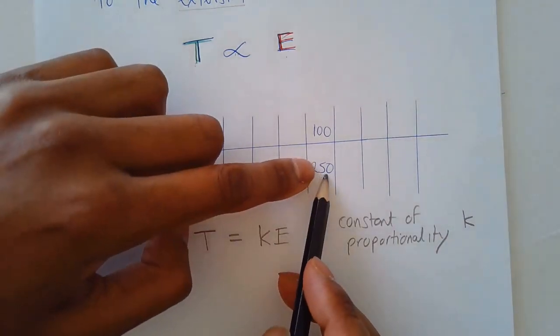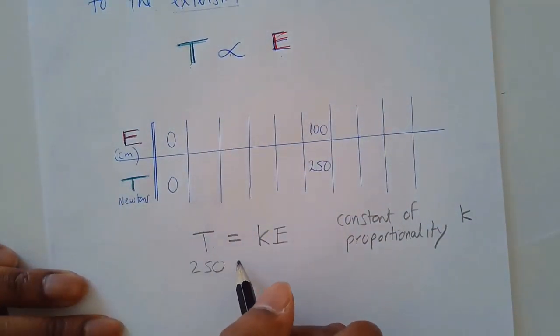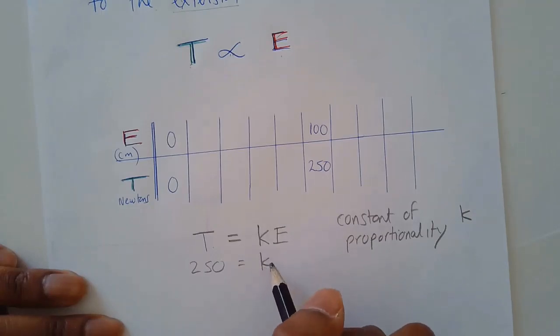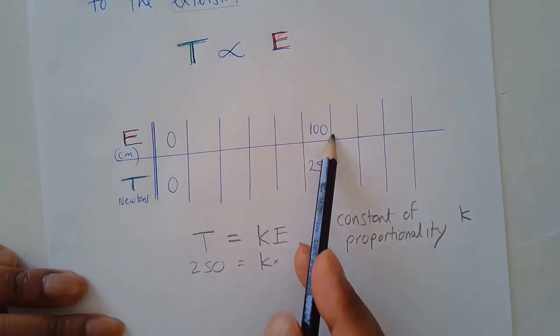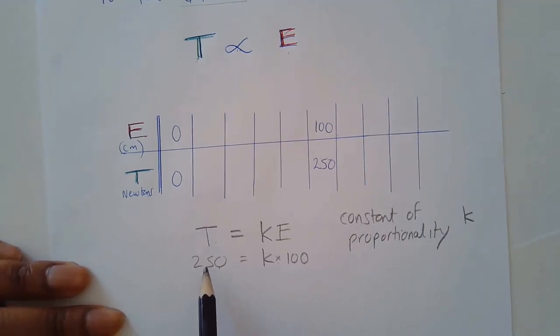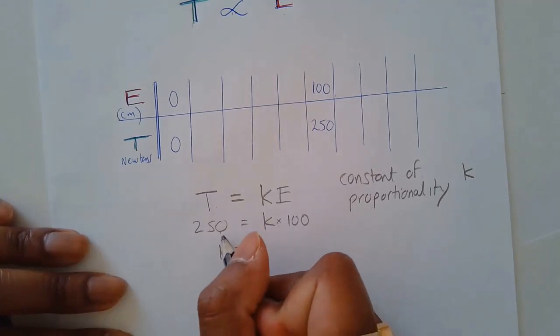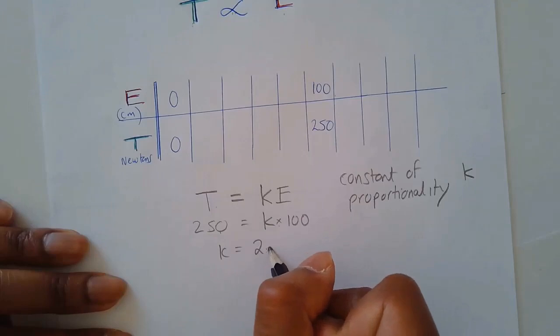So if we just substitute the numbers that we know already, tension is 250. K, don't know what it is, but I'm going to find out. And extension is 100. So 100 times something to give me 250. Well, you just do inverse operation, 250 divided by 100. So therefore K, 250 divided by 100 is 2.5.